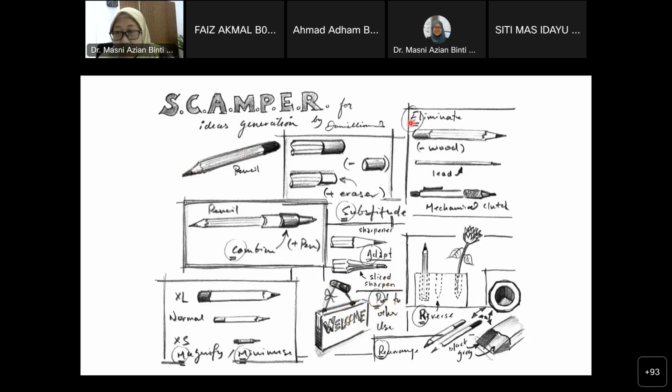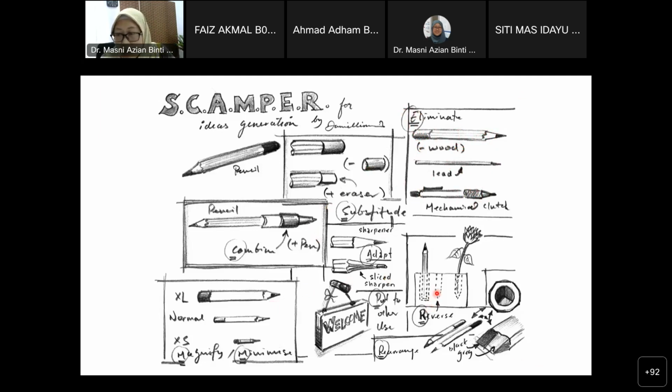And then E. E means eliminate. Okay, let's say you want to eliminate the wood feature. So how do you want to substitute it? This is eliminate and substitute. So in this case, they eliminate the wood structure which hold up the lead. So they replace with a mechanical design. So this is a new design concept for pencil. So you can see a very simple product pun you dah generate multiple design idea, design solution or product concept. Okay, so that is the E part.